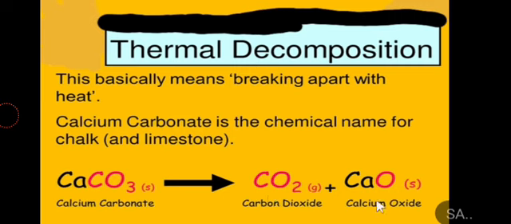Calcium oxide is a very useful product as it is used in the making of different stuff like glass, like cement, like porcelain. So this is a very useful chemical that you're getting from the thermal decomposition of calcium carbonate.